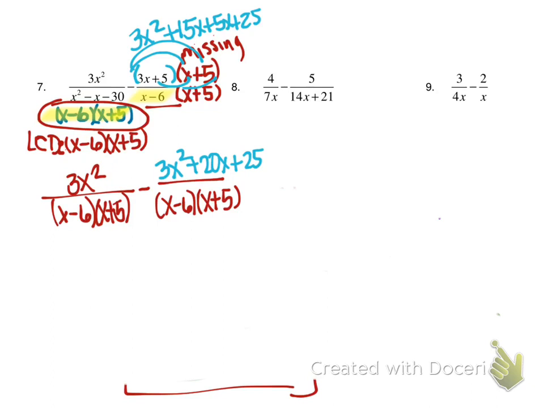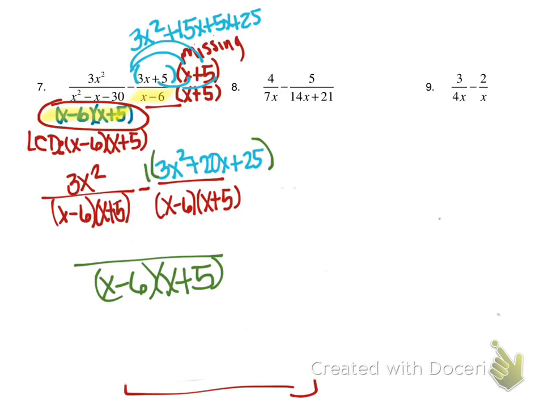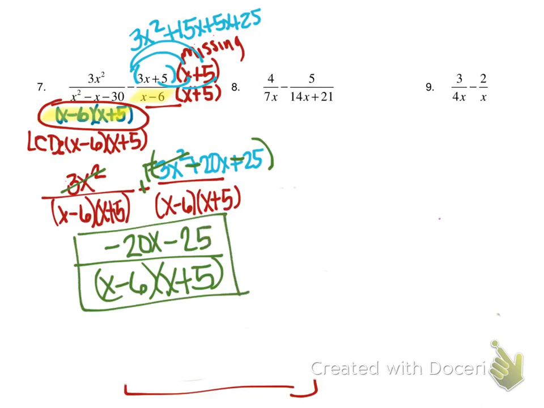Okay, so let's simplify. If we put everything over the same denominator, because if we're adding and subtracting we keep our denominator, this is all being subtracted. So remember there's an understood negative 1 there. If we want to think about adding the opposite, it makes that one negative, that one negative, and that one negative. If you want to multiply the negative 1 through, you can. But 3x squared minus 3x squared cancels out. So we're left with negative 20x minus 25 on the top. And there's our answer.